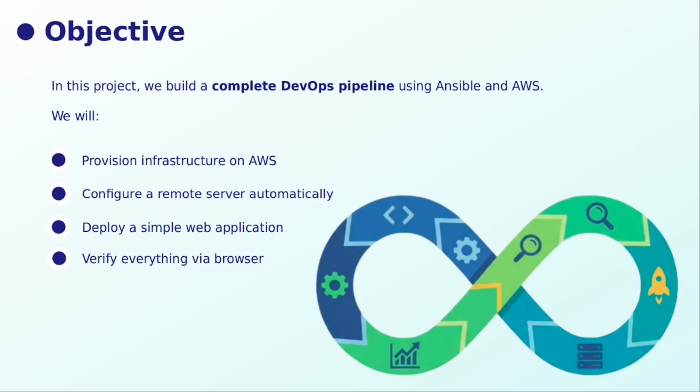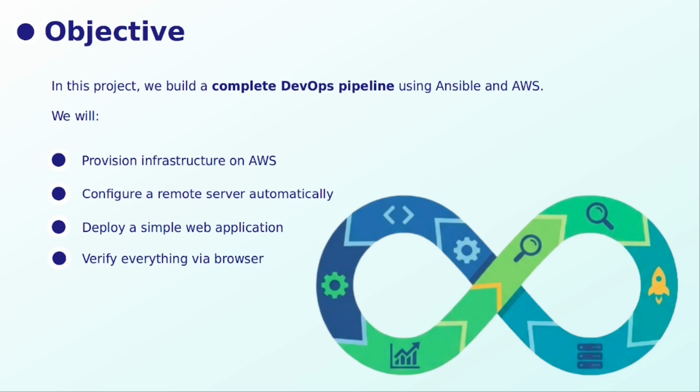First, we will provision the infrastructure on AWS. This means we will create cloud resources like AWS instances automatically. Next, we will configure a remote server using Ansible. No manual SSH, no manual installation, everything is defined in code.